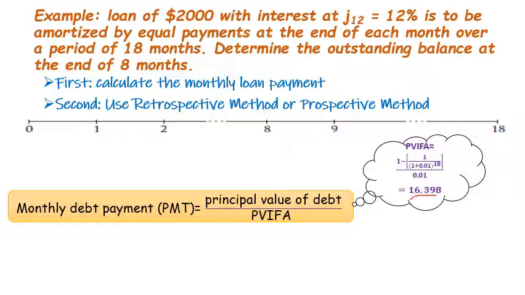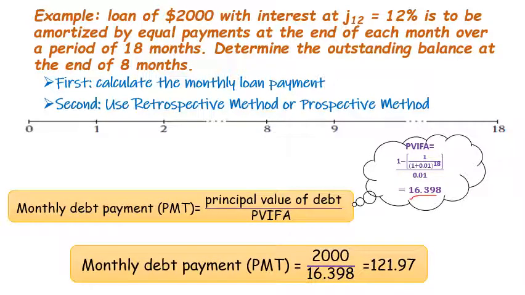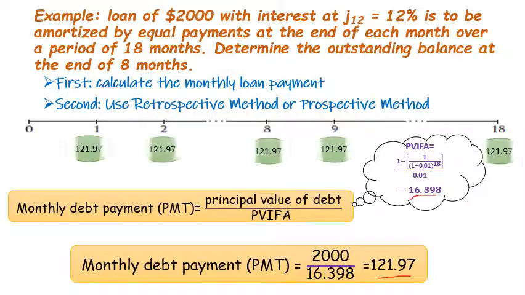Okay, we will use this factor to get the monthly payment. So the monthly payment will be 2,000, which is the principal value of debt, over 16.398. We will get 121.97, approximately $122 at the end of each month. Okay, the borrower will pay 122 at the end of each month over 18 months.